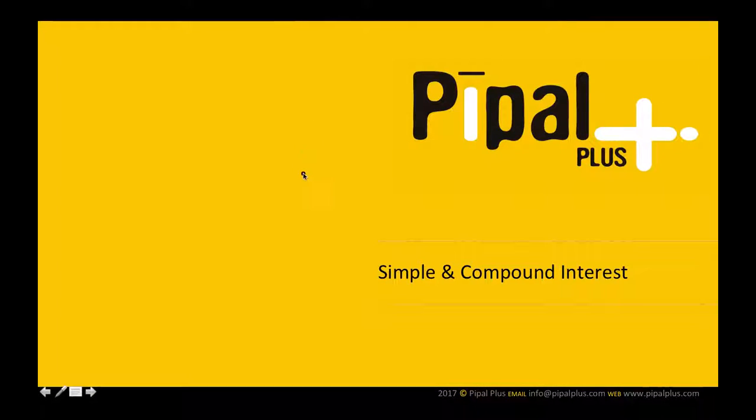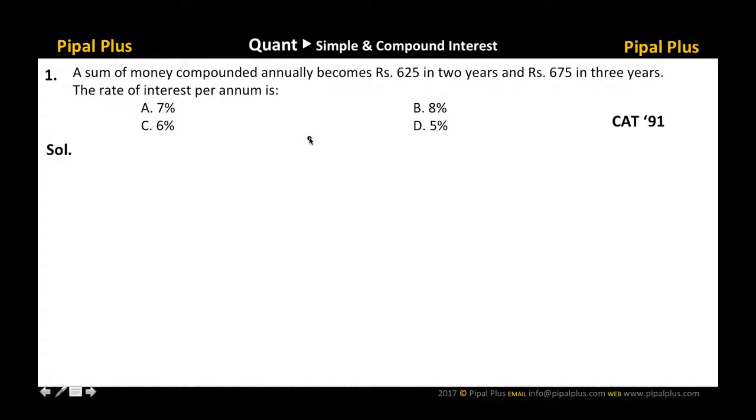Let's start our discussion on simple and compound interest with a CAT problem. So here is this problem. It says a sum of money compounded annually becomes rupees 625 in 2 years, and it becomes 675 in 3 years. The question is, what is the rate of interest that this arrangement is earning? So you have these options in front of you.